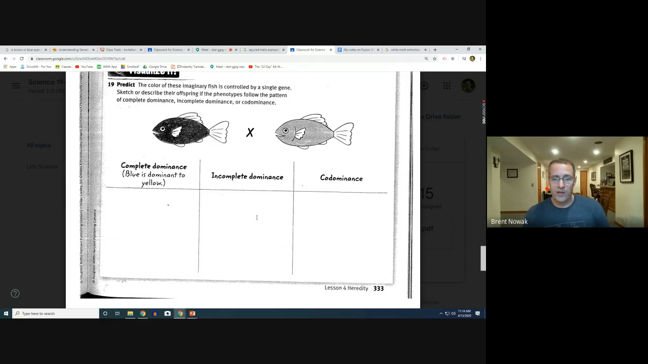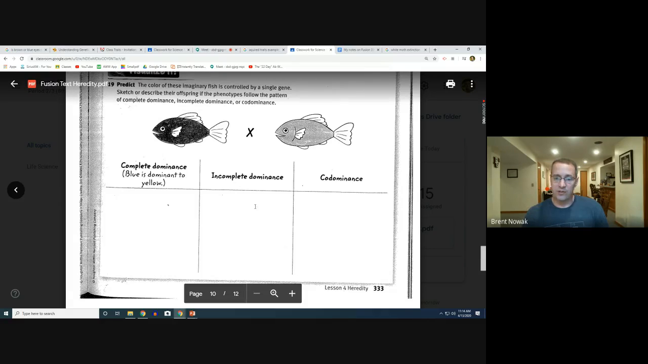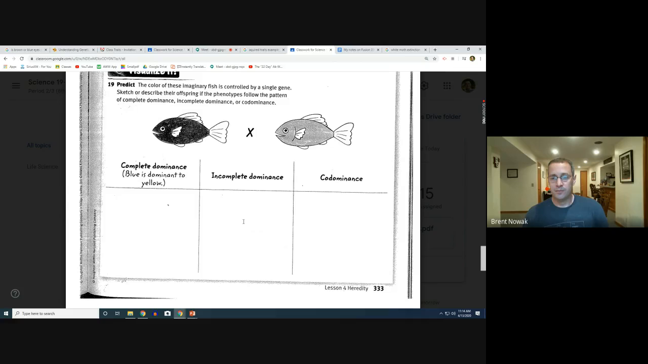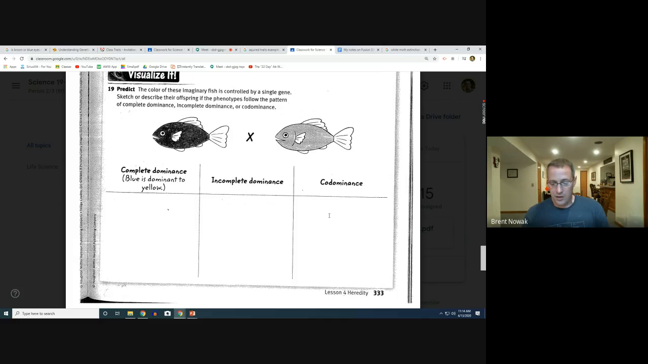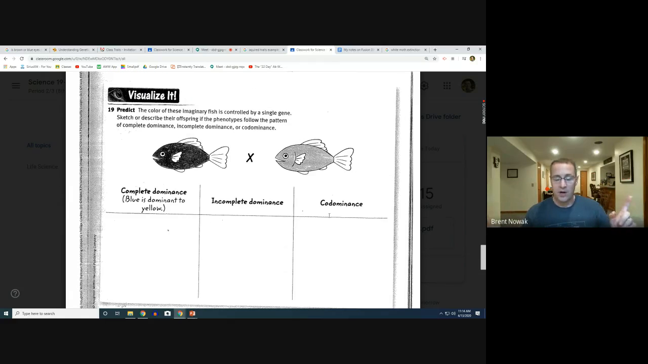Okay, so if we had incomplete dominance, that would be like the flowers. If this is a blue fish and this is a yellow fish, this fish would be green. Absolutely. And if this was codominance, and codominance means that both alleles are going to play a part, what do you think this fish will look like? Would it be both? It would be like a rainbow fish. It would have both yellow and blue, like fins.